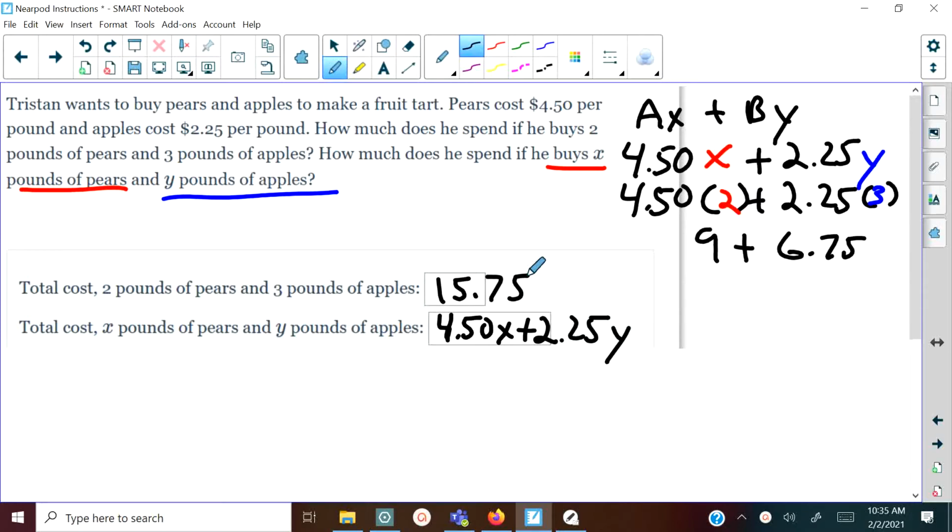And that's it. This is writing expressions from context with Ax plus By.